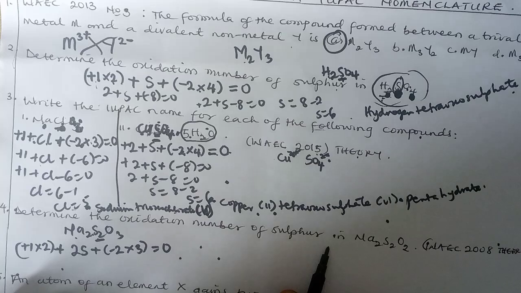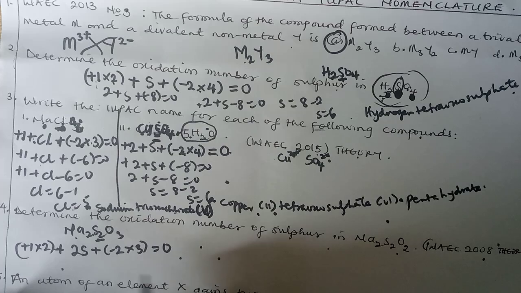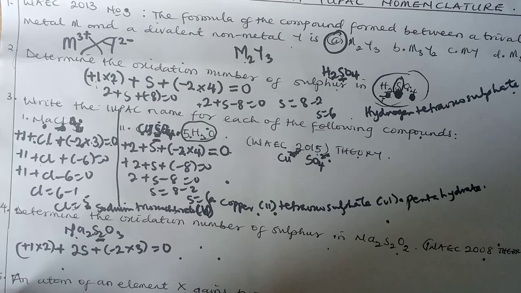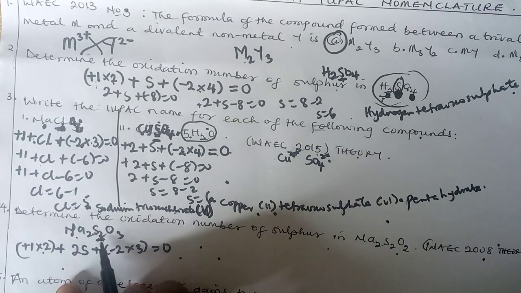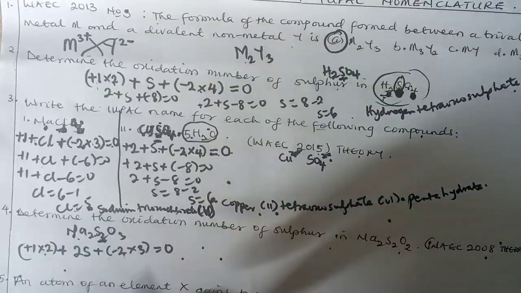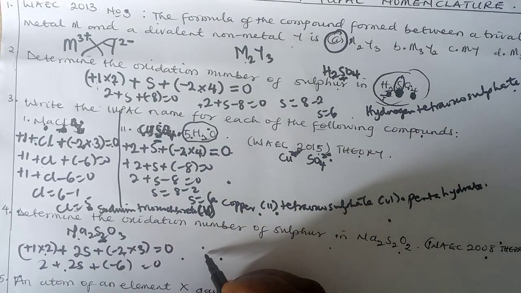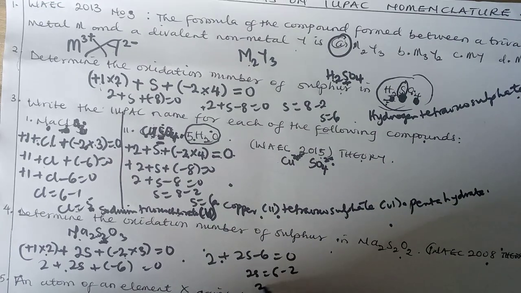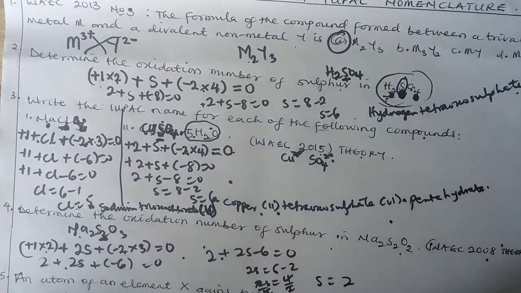Determine the oxidation number of sulfur in Na2S2O3. That is WAEC 2008. We are to find out the oxidation number of sulfur. So assigning oxidation numbers to all of them, we have sodium taking +1 multiplied by 2, plus 2S, that's the 2 of sulfur, plus -2 of oxygen times 3. This is 2 plus 2S plus -6. Everything is 0. That is 2 + 2S - 6 = 0. 2S = 6 - 2. 2S = 4. Dividing both sides by 2, sulfur takes +2 as the oxidation number.